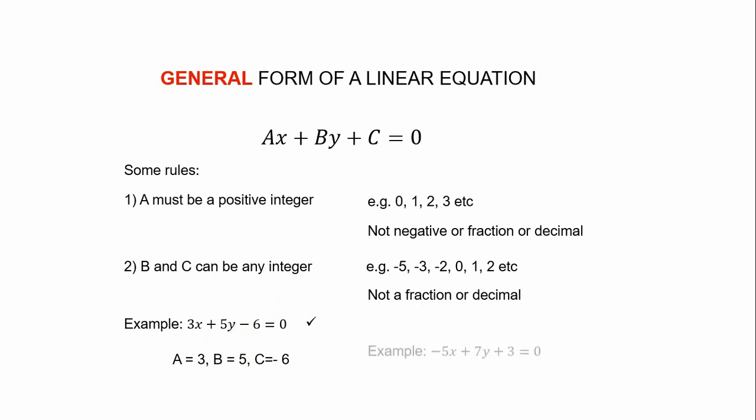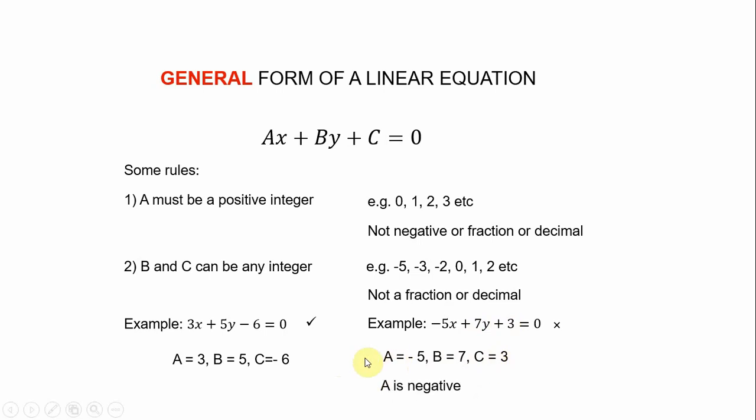Then what's the incorrect one? This one is. Let's have a look. What's wrong with this one is that A is -5. We can't have that. B is okay, +7, and C is also okay, that's +3. A is the problem because it's -5. We can't have that. So how do we fix it?